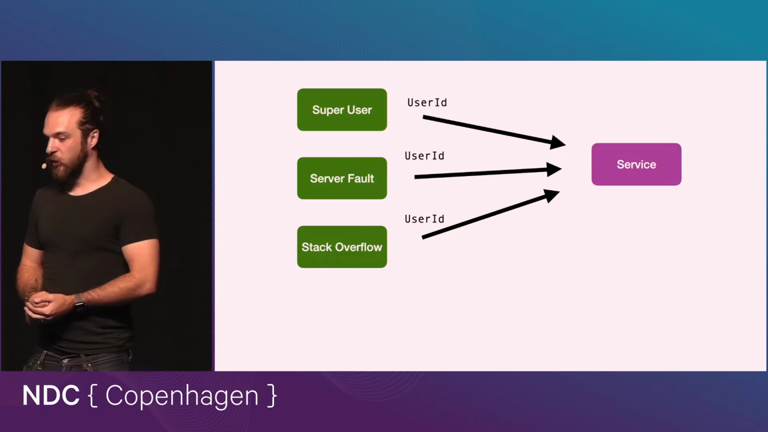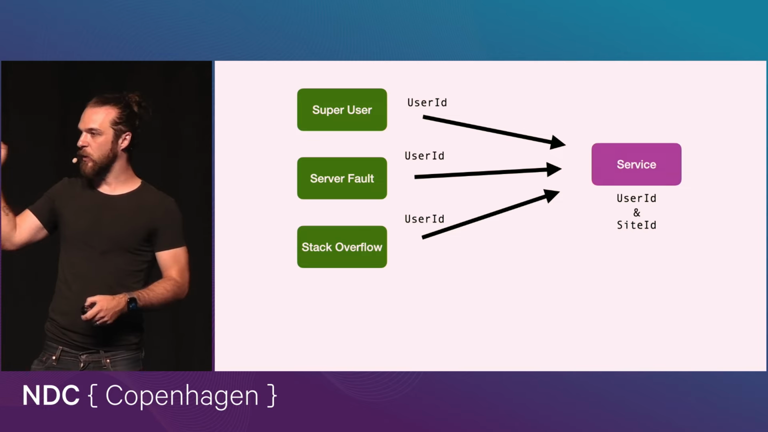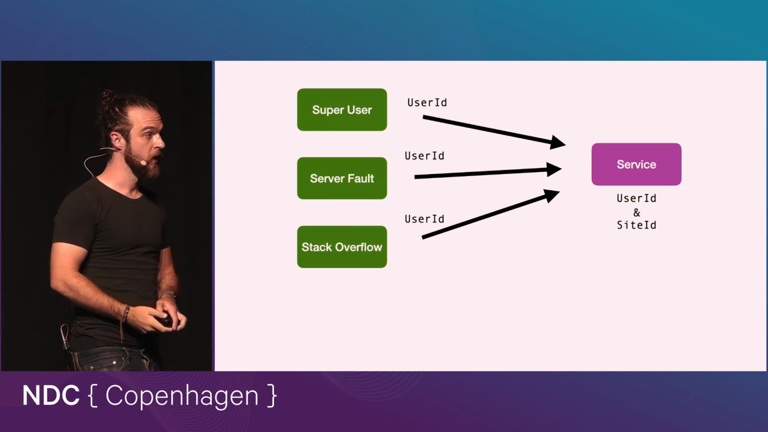But user ID 123 on Super User may not be, and probably isn't, the same as user ID 123 on Server Fault or Stack Overflow. So we also have to store the site ID, which is just a term we used, and we already have this. This is already in the monolith.